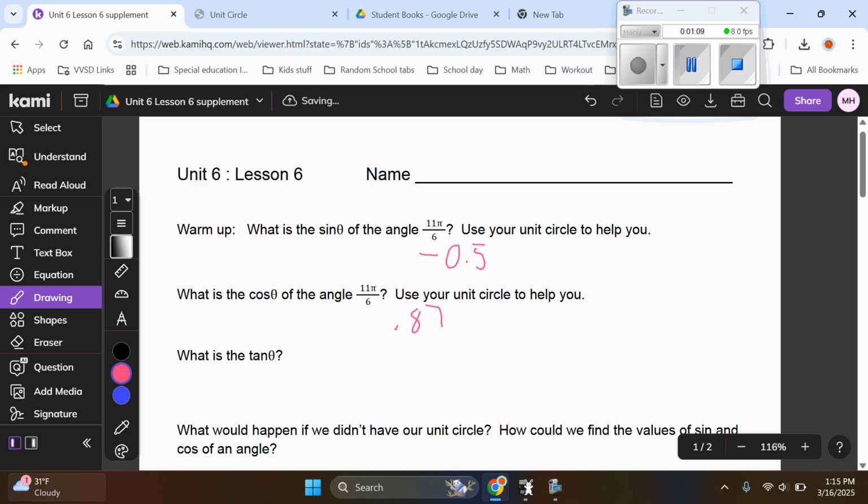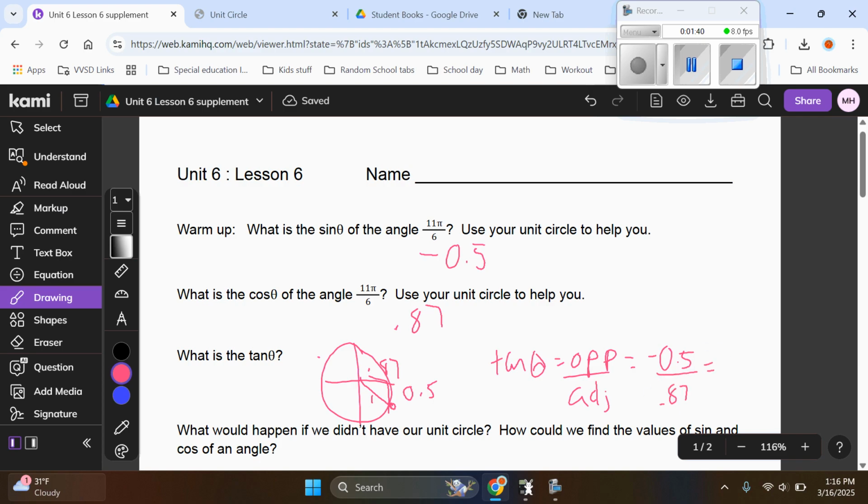What would the tangent of theta be? So if I think of this triangle here, here's my unit circle, my point is over here, and I've got 0.5, 1, 0.87. Tangent is always the opposite over the adjacent, which in this case would be, the opposite would be that negative 0.5, the adjacent would be 0.87. Or we could say this without our picture, the sine of theta over the cosine of theta.